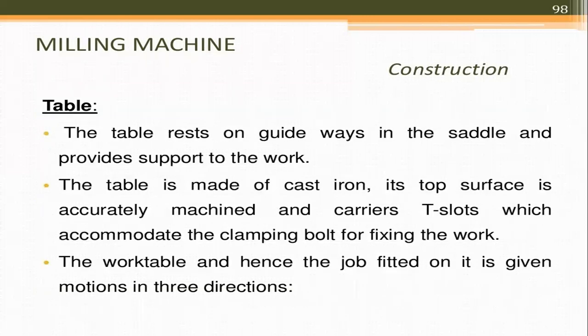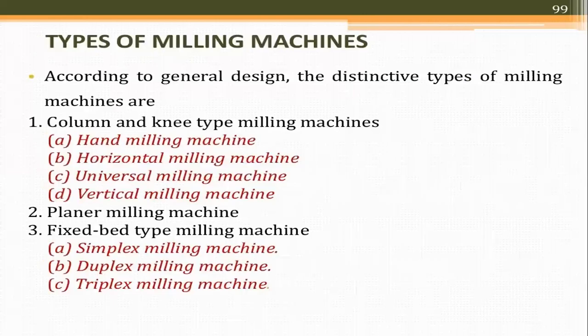Table. The table rests on the guideways in the saddle and provides support to the work. The table is made of cast iron. Its top surface is accurately machined and carries T-slots which accommodate the clamping bolts for fixing the work. The work table, and hence the job fitted on it, is given motion in 3 directions.